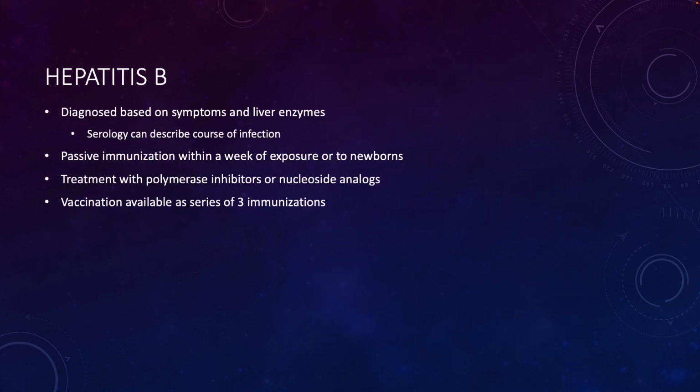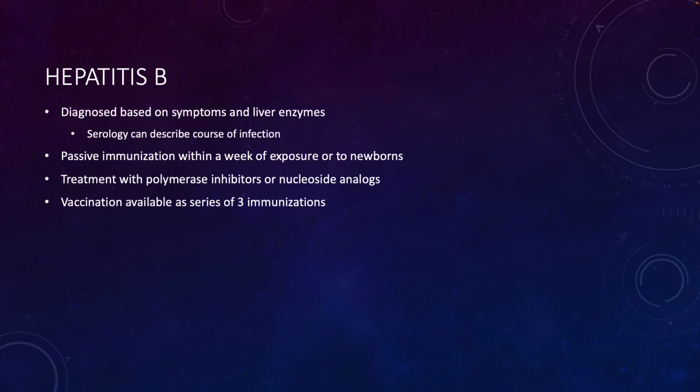Diagnosis of hepatitis B is based on symptoms and liver enzymes. Serology can describe the course of infection as you see the antibody response coming. Passive immunization within a week of exposure or to newborns is helpful. Treatment with polymerase inhibitors. Remember, it has that reverse transcriptase. So if you can inhibit the reverse transcriptase, that can be very helpful. Or nucleoside analogs. So there are some therapies available for patients who have hepatitis B.